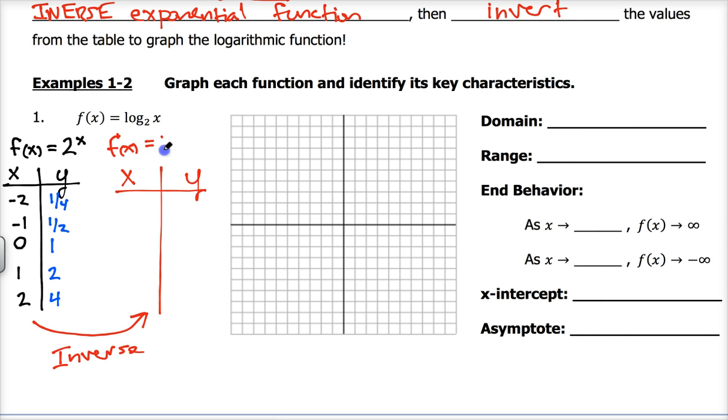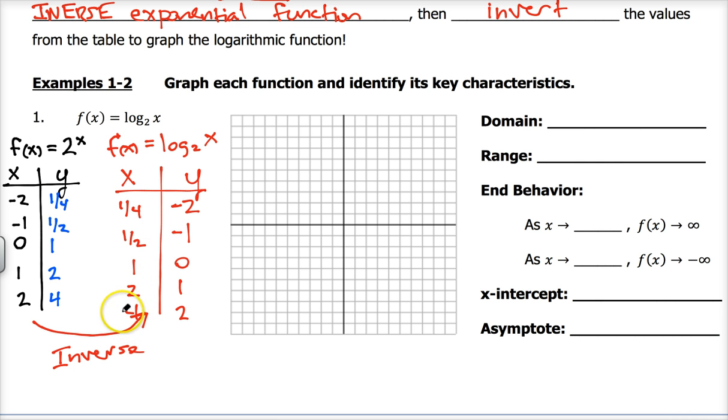And so these values that I'm going to put here in red are actually what I'm going to graph. So my y values are now -2, -1, 0, 1, and 2, and my x values are 1/4, 1/2, 1, 2, and 4.